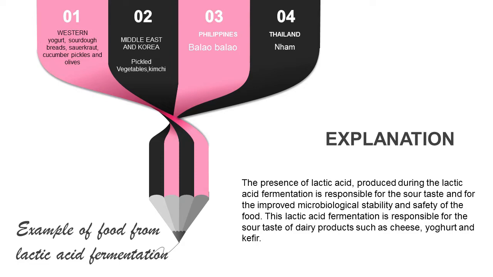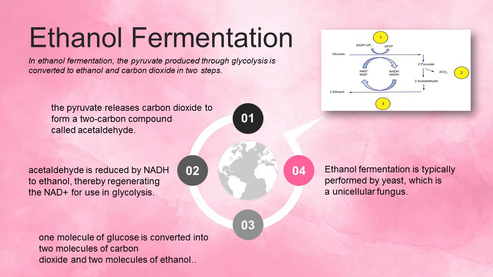The most common ones are the production of yogurt, cucumber pickle, olive, kimchi, balau-balau, nam, and many more. The second type of fermentation that is commonly used in the industry is known as ethanol fermentation. In ethanol fermentation, the pyruvate produced through the glycolysis process is converted into ethanol and carbon dioxide by the following steps.